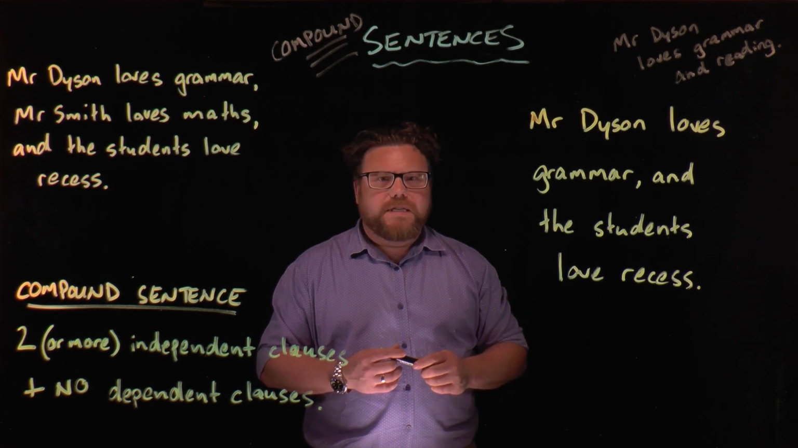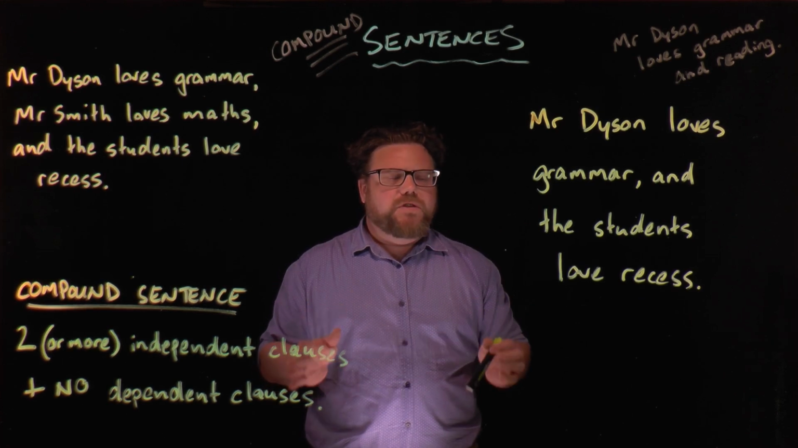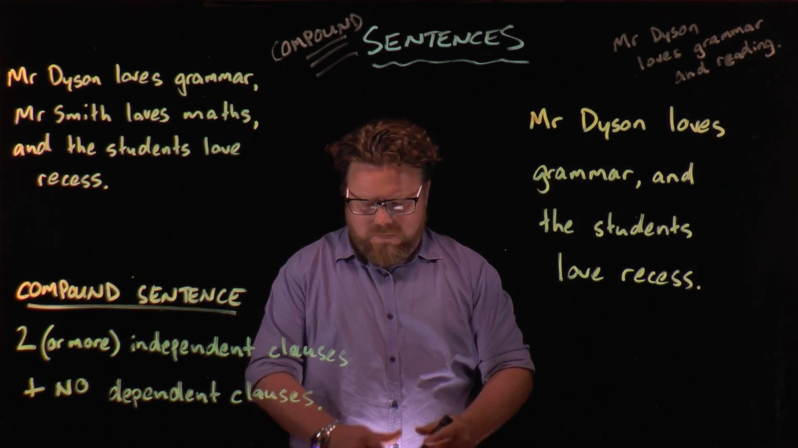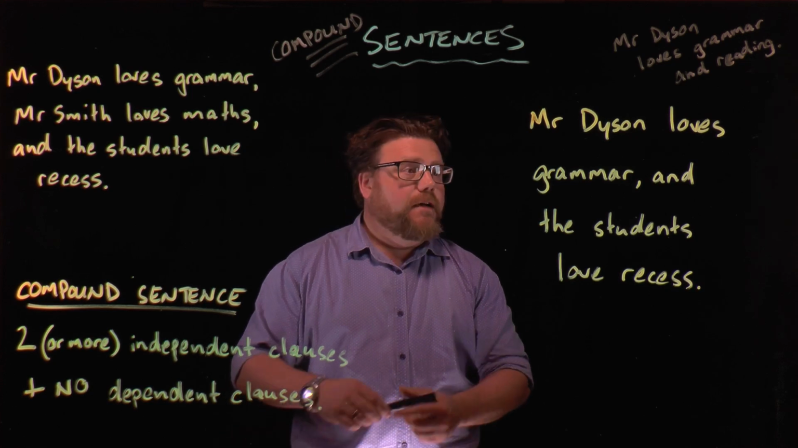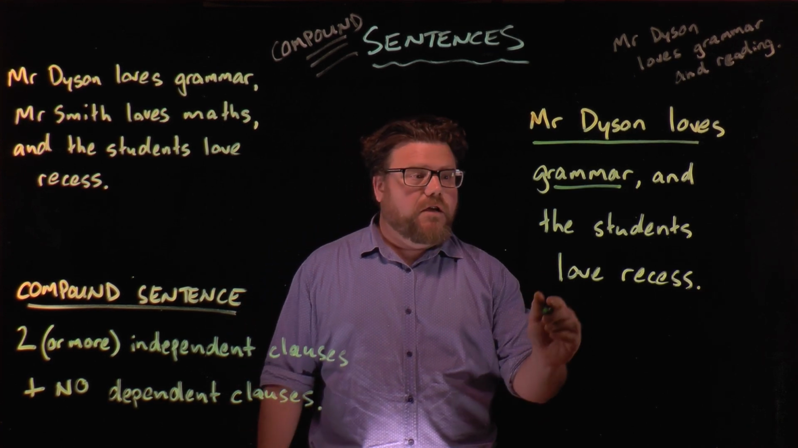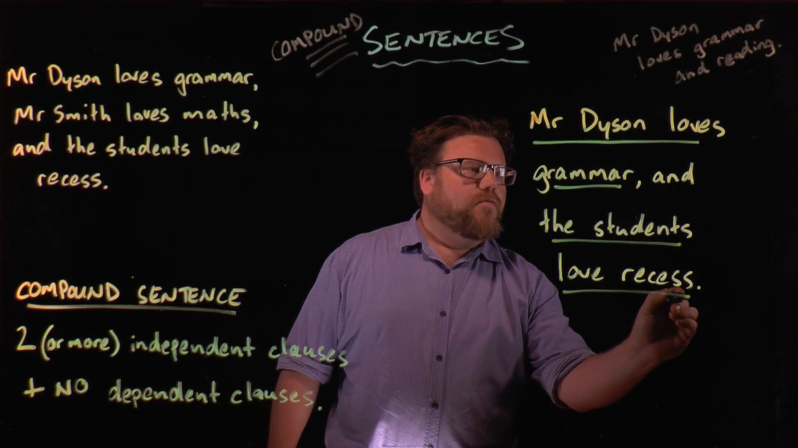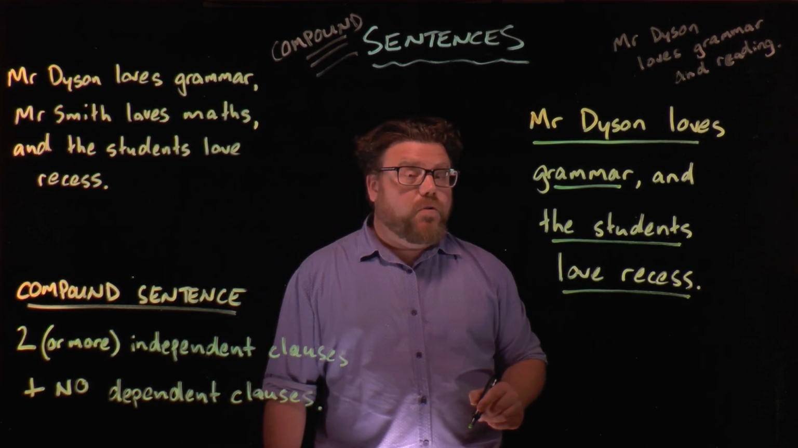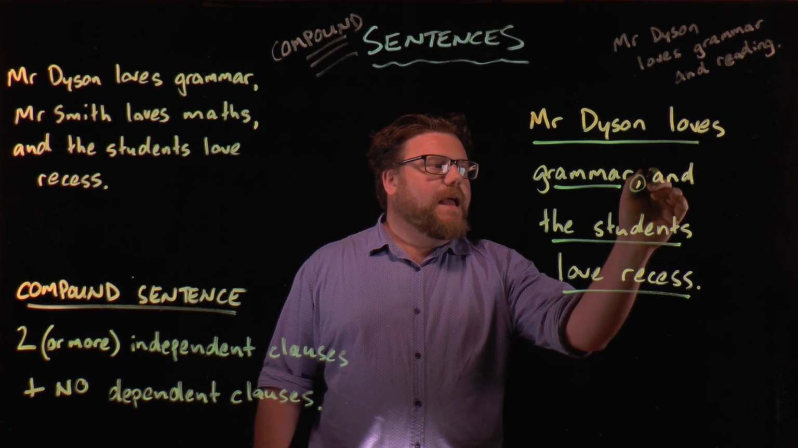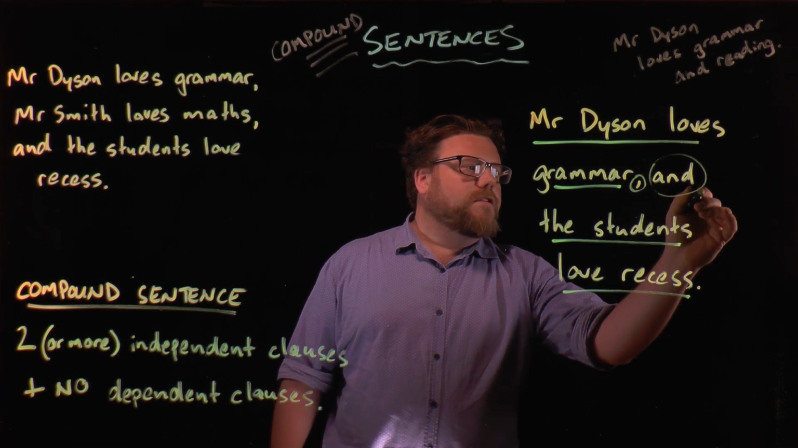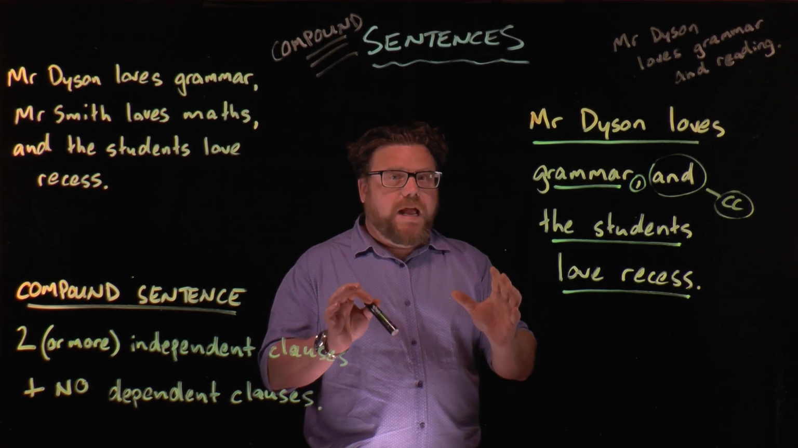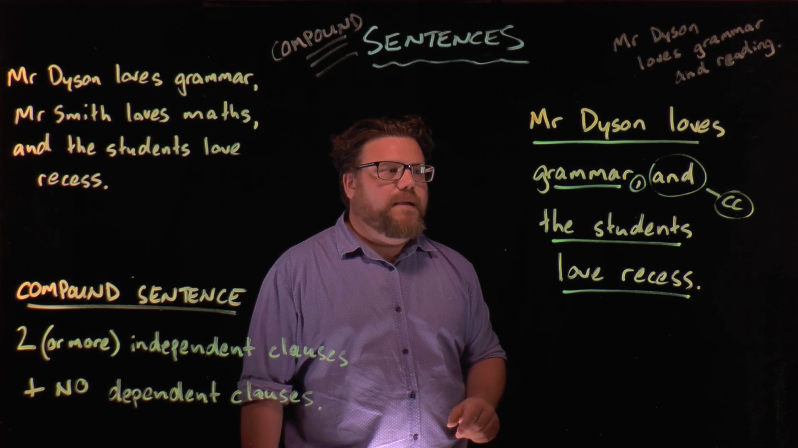Okay, here's our example sentence. Mr. Dyson loves grammar and the students love recess. We've got an independent clause here where it says Mr. Dyson loves grammar. And then we've got a second independent clause that could stand alone that says the students love recess. And then we're joining those two clauses with a comma here and a coordinating conjunction here. They are the rules on how you join the two independent clauses in a compound sentence.